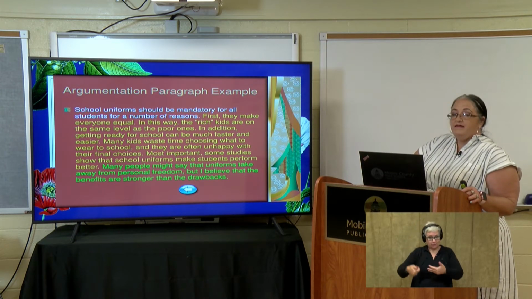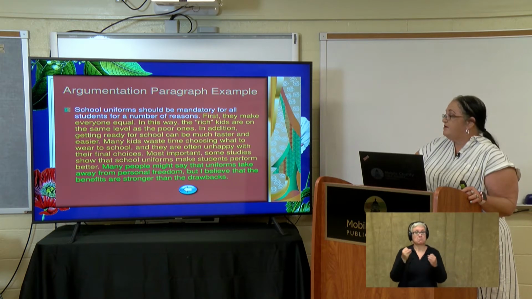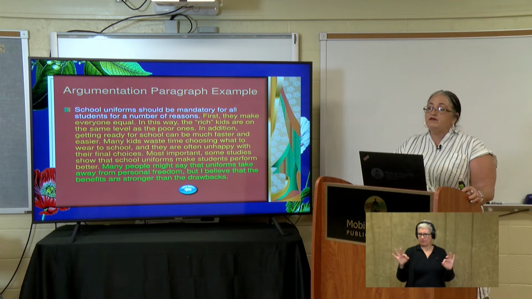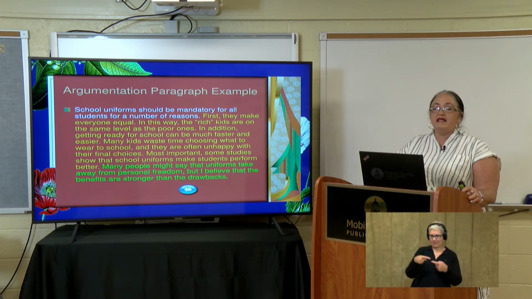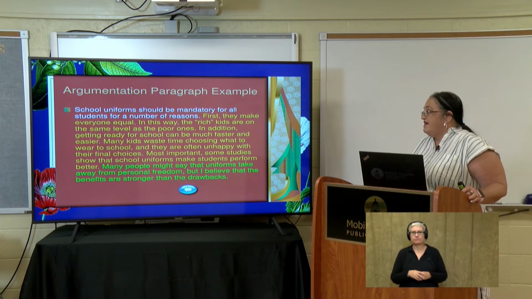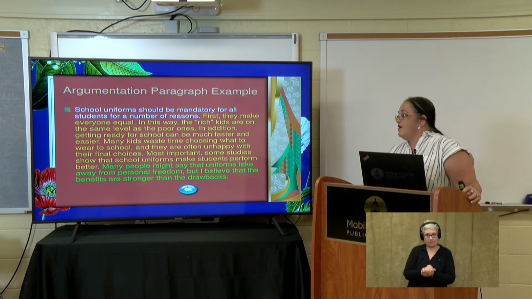The counter argument in this is many people might say that uniforms take away from personal freedom. This is your counter argument. This is what the opposing side may say to try to refute your claim. But I believe that the benefits are stronger than the drawbacks.